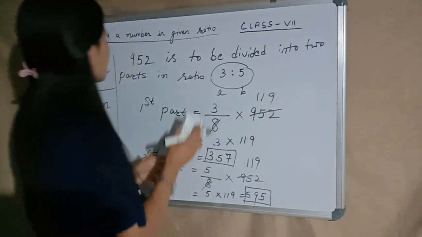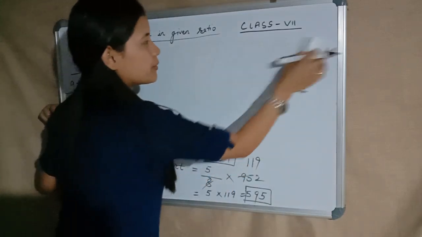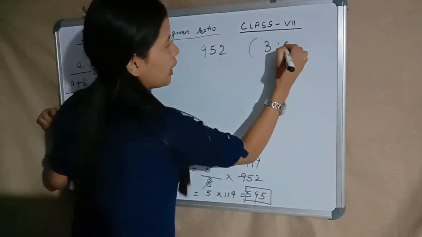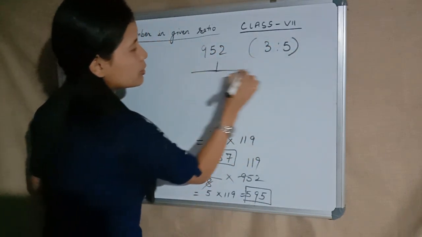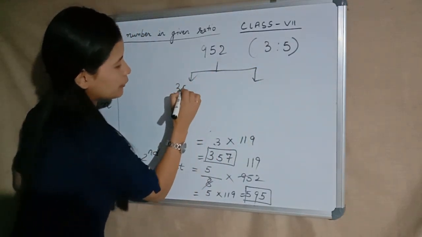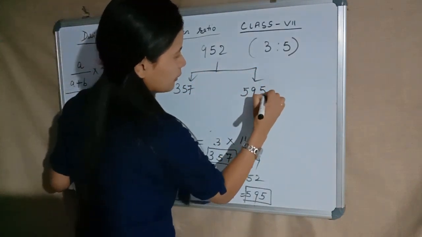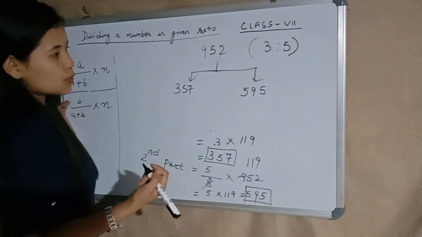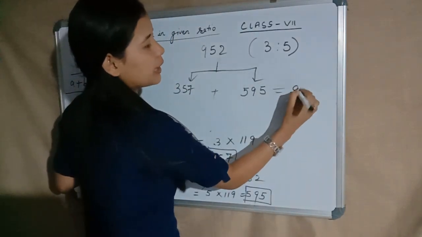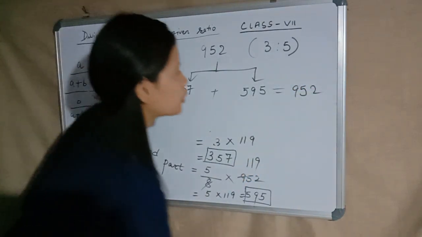So if you look at this problem, we are dividing 952 into two parts, right? 952 in the ratio 3:5, we are dividing it into two parts. After using this formula, we got the first part as 357 and the second part as 595. Okay. To check the answer, you can always add these. The sum will be equal to 952. Okay. So this is very simple. This is how you use the formula.